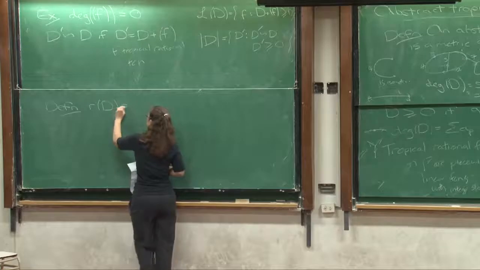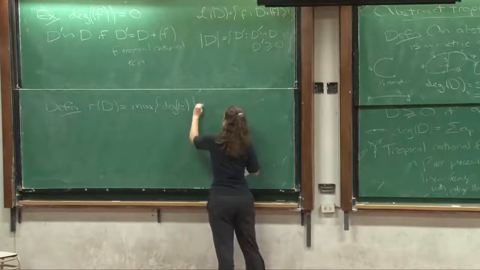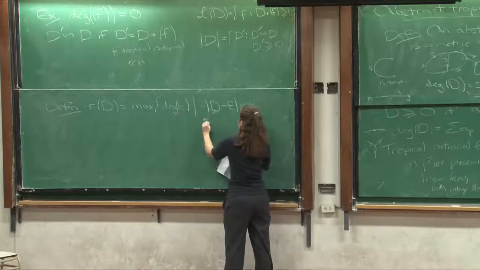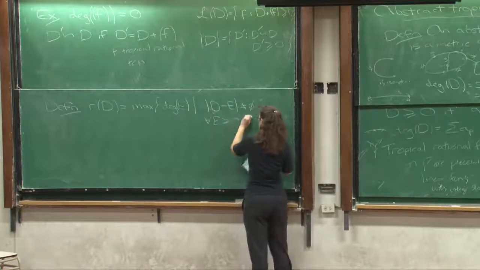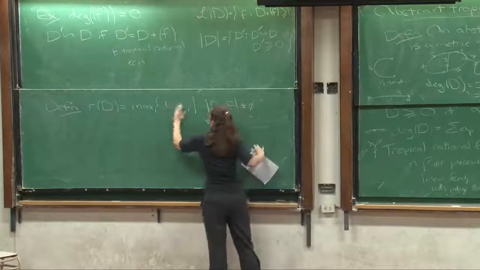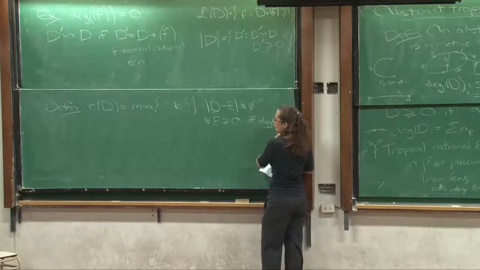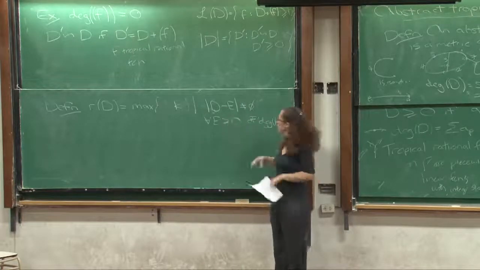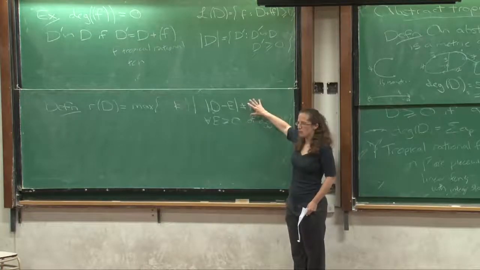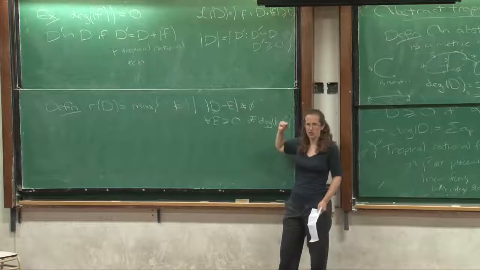So we'll say R of D is going to be the maximum of the degree of E, such that the linear series of D minus E is non-empty for all E greater than or equal to zero of degree E. So I have to say, the maximum K such that for all E greater than or equal to zero of degree K. Okay, so that means if my divisor is effective, then this number is at least zero, because worst case, I can just take the linear series corresponding to just my effective divisor, and E having degree zero.